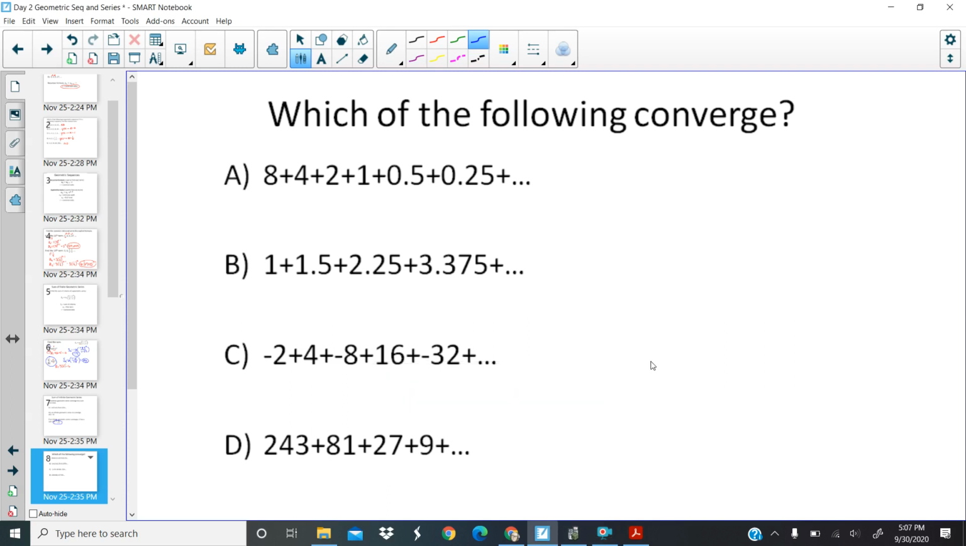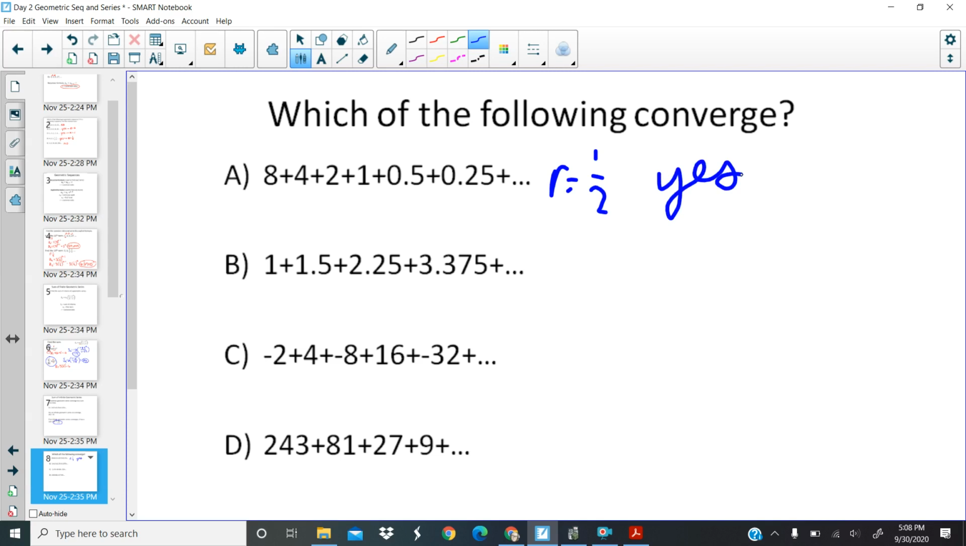Okay, so on this first example, to get from 8 to 4, you would be multiplying by 1/2. To get from 4 to 2, you'd be multiplying by 1/2, and so on. So on that first one, my common ratio is 1/2. And so since 1/2 is less than 1, that means that yes, this one does converge. So then on my next one, to get from 1 to 1.5, you'd multiply by 1.5.